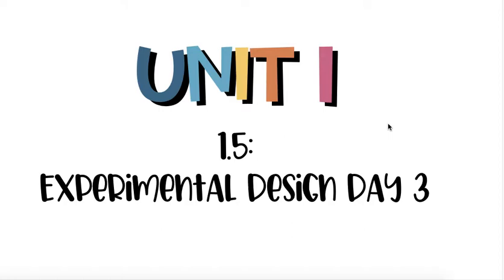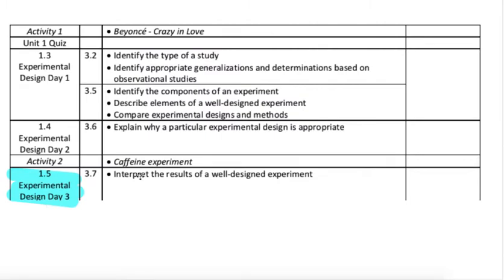This is Unit 1, Section 1.5, Experimental Design, Day 3. So this is our third day working on experimental design, so we're going to wrap some things up here as far as what the components are, maybe a couple different methods that we can look at, and also interpreting the results here.